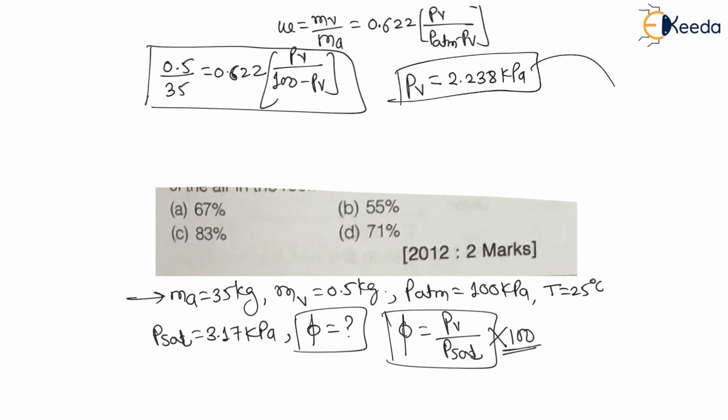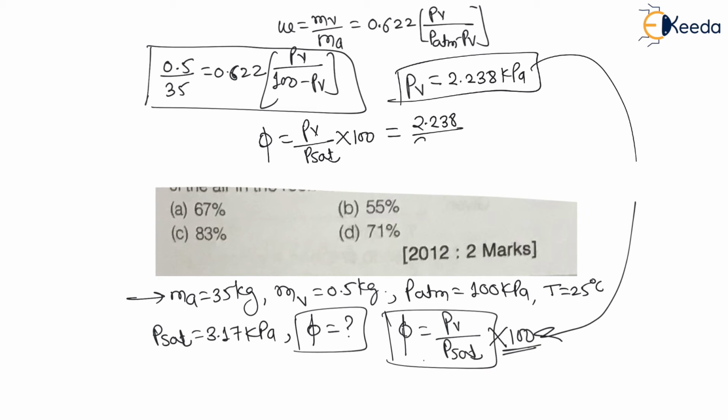Now, if I put this vapor pressure in the relative humidity formula, that is phi formula, then phi is nothing but vapor pressure divided by saturation pressure. And if I want to find in percentage, then I have to multiply with 100. Therefore, it is equal to vapor pressure 2.238 divided by saturation pressure given 3.17 into 100. This answer will be in percentage. And if I find in percentage, then I will get 70.6%. The answer will be 70.6%.